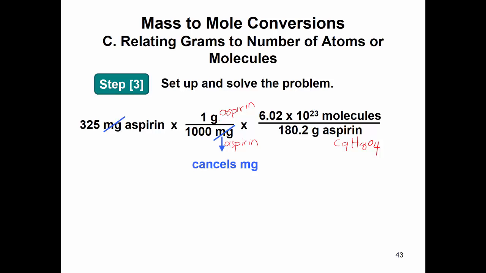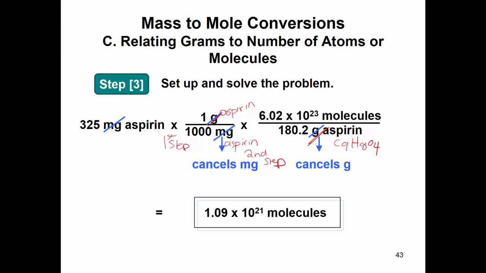Now we're set up to do a second step. This was our first step, and now we have a second step. Because grams of aspirin is on top, we have to have grams of aspirin on the bottom. We know that we have 180.2 grams for every 6.02 times 10 to the 23rd molecules. So grams cancel, and we're left with 1.09 times 10 to the 21st molecules.